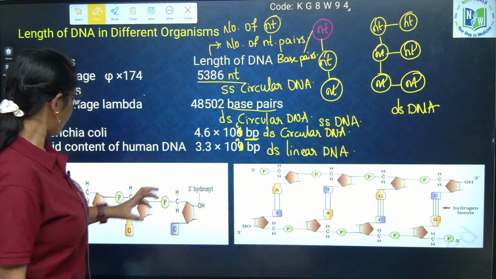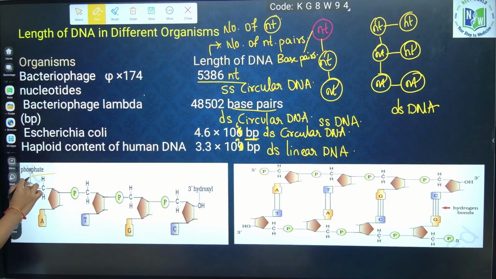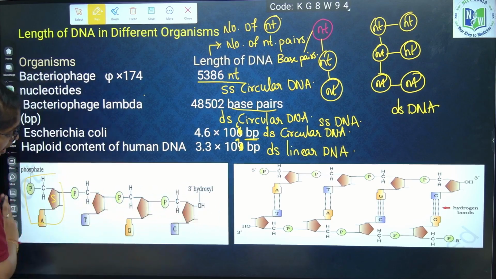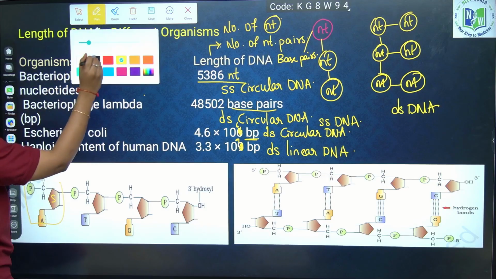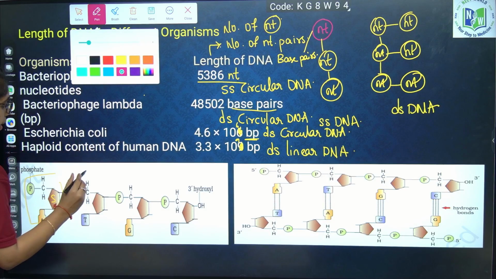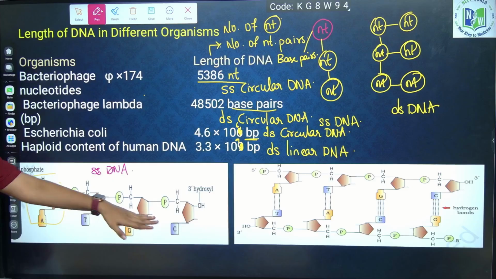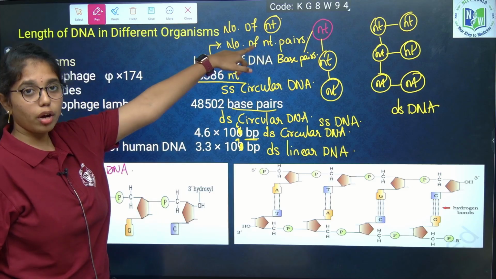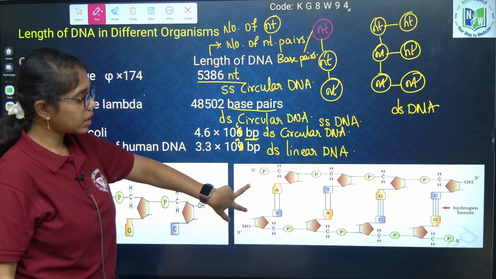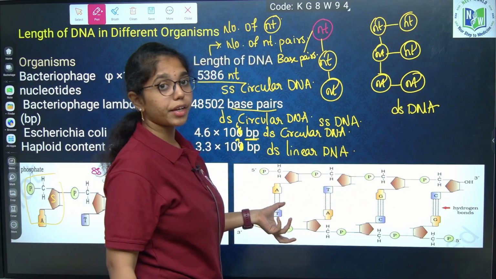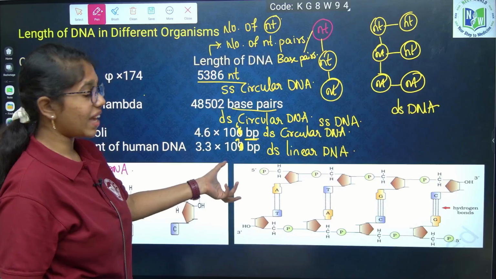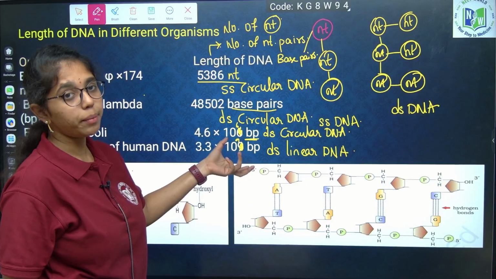Okay. So each nucleotide has what? Sugar, nitrogen base and phosphate group. They are connected as such and form a single stranded DNA. In single stranded DNA, the length of DNA is calculated by the number of nucleotides. Here, as it is two stranded, it is calculated in what form? Number of base pairs or number of nucleotide pairs.